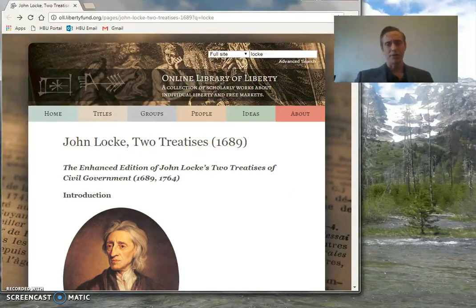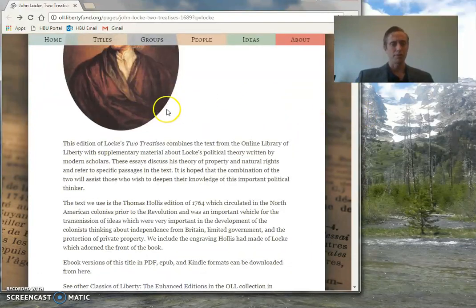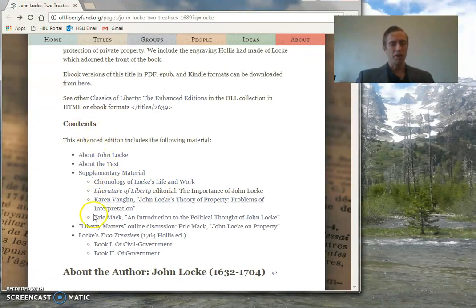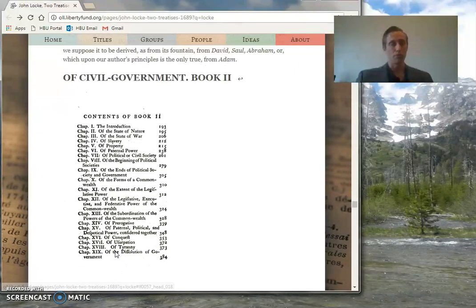So to find the actual text, this is actually one of the trickier portions of this. Let's scroll on down. There's a picture of John later in life there. So under contents, come down to book 2 of government. We're not reading book 1, but book 2. This will take us down to the table of contents. And what I want you guys to focus in on are chapters 2, 3, and 4. And then chapter 19 of the dissolution of government.